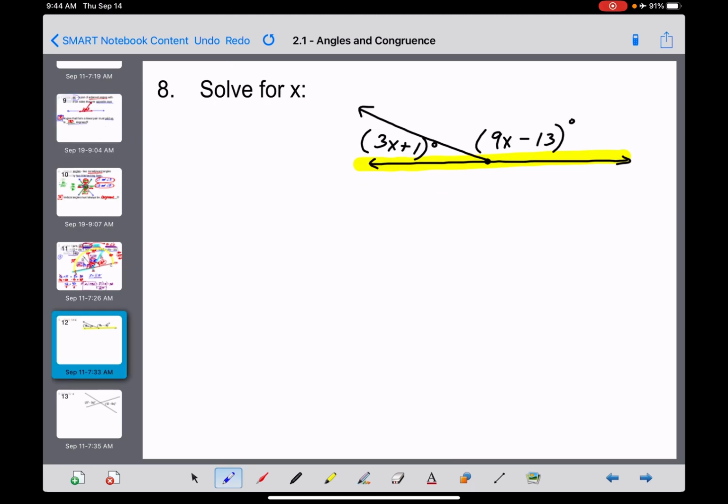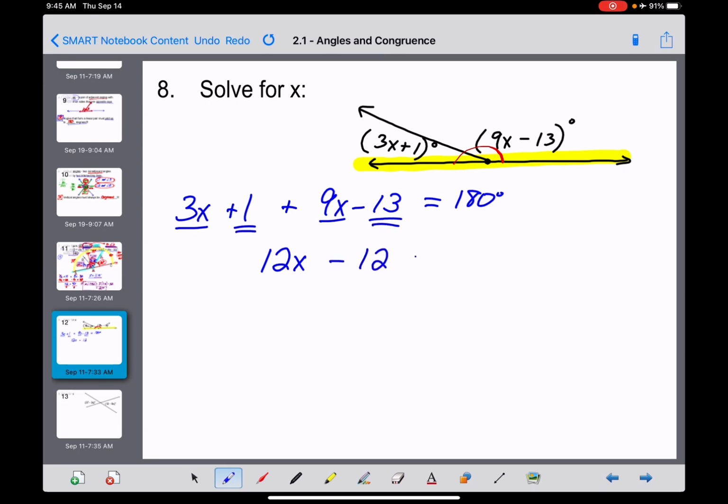So that's what my equation is going to be. We're going to take 3x plus 1, and we're going to add that to a 9x minus 13, and the sum of the measures of those two angles has to be 180 degrees because we're dealing with a straight line right there. Let's combine some like terms, guys. 3x and 9x are going to combine to make a 12x. A positive 1 and a negative 13 will make negative 12 when we put them together. That's going to equal your 180.